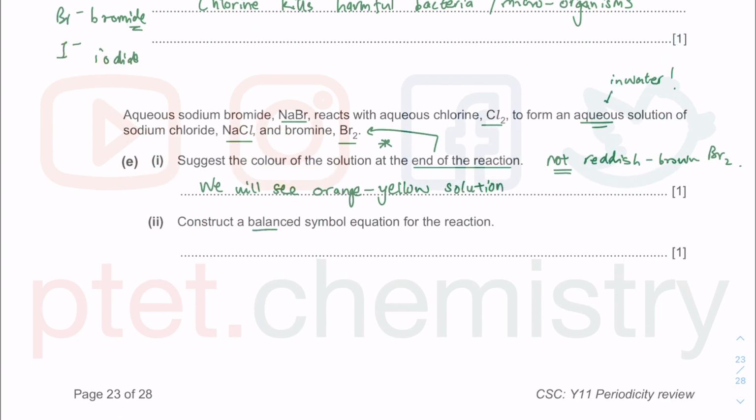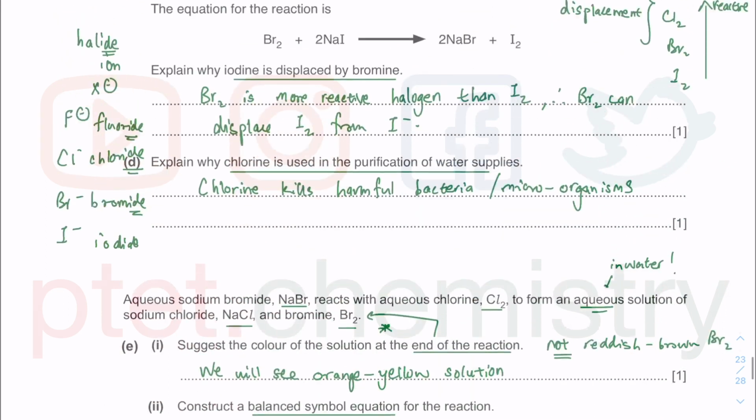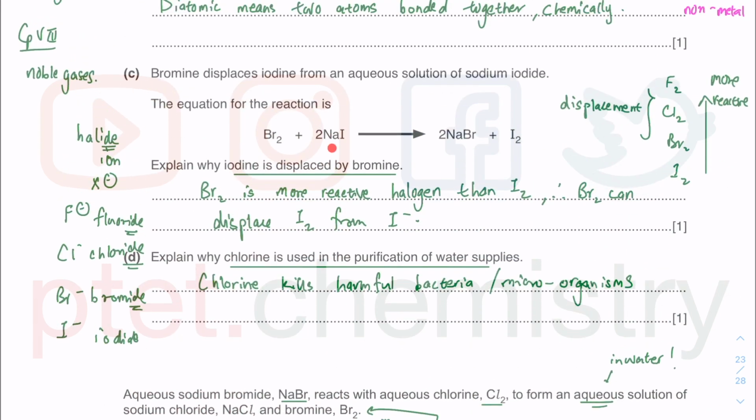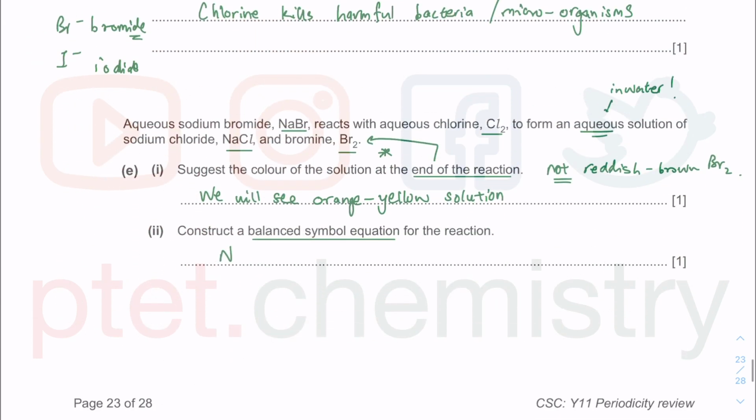Now you want a balanced symbol equation. So we can refer to the previous equation. You can imagine this now is Cl2, now is 2 NaBr, and you get 2 NaCl plus Br2, but you should be able to balance this on your own.